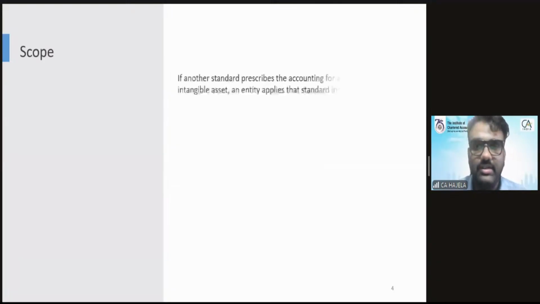So largely only a particular niche, be it exploration, evaluation, or financial assets, is outside the scope of intangible assets. Rest all is covered in intangible assets.